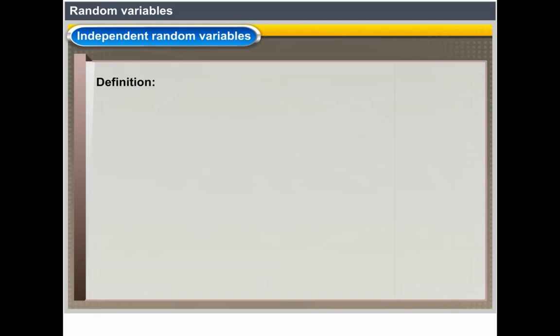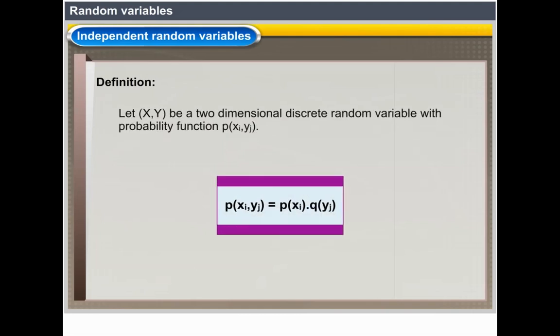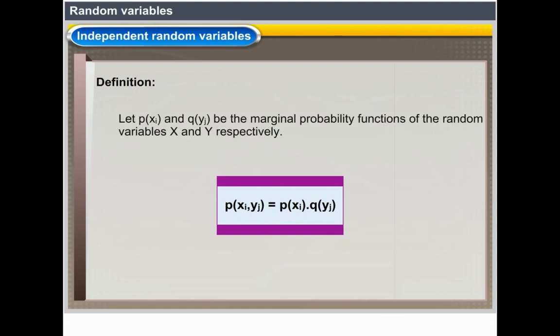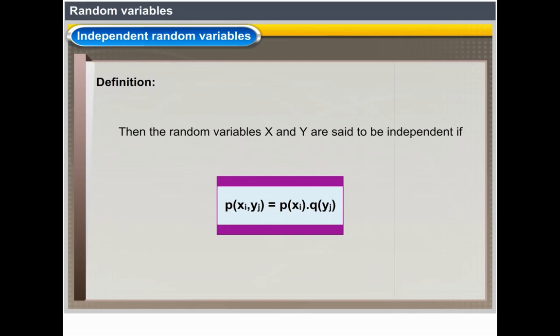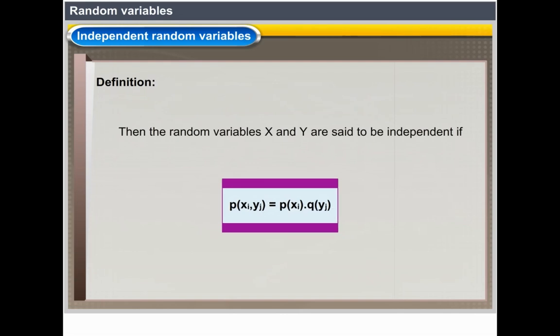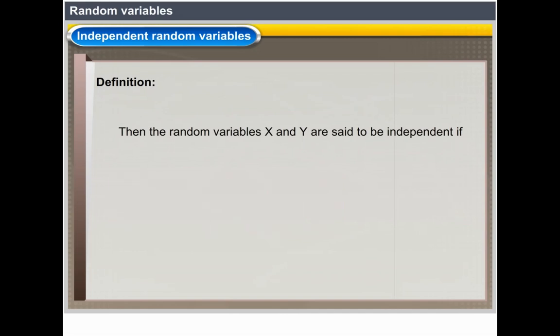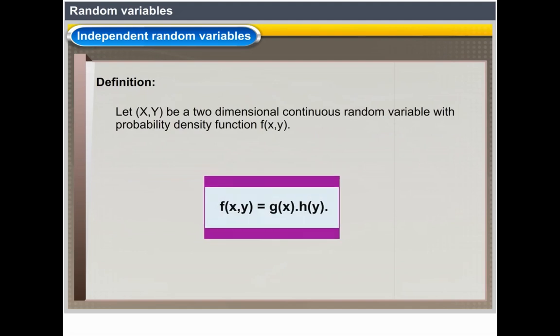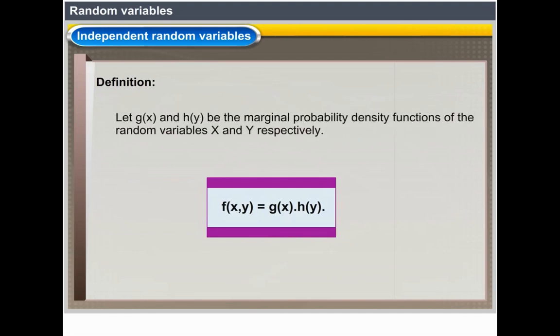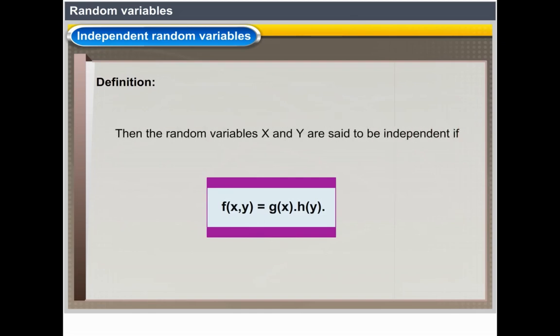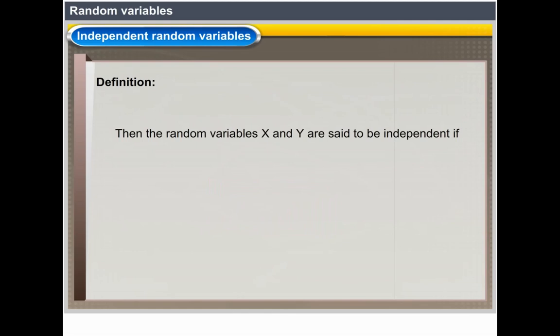Independent random variables. Definition. Let (X, Y) be a two-dimensional discrete random variable with the probability function p(xi, yj). Let p(xi) and q(yj) be the marginal probability functions of the random variables X and Y respectively. Then the random variables X and Y are said to be independent if p(xi, yj) = p(xi) times q(yj). Definition. Let (X, Y) be a two-dimensional continuous random variable with probability density function f(x, y). Let g(x) and h(y) be the marginal probability density functions of the random variables X and Y respectively. Then X and Y are said to be independent if f(x, y) = g(x) times h(y).